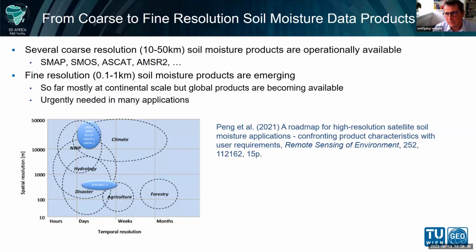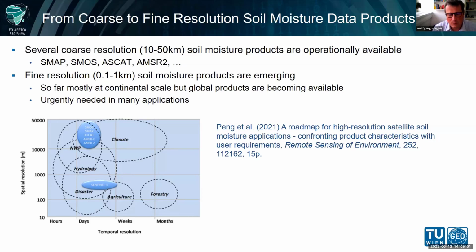Obviously, going to this much higher spatial resolution is much more challenging, both in terms of the sensor characteristics, so that we have those measurements on a frequent basis. And it's also much more challenging in terms of the retrieval algorithms, because the finer the spatial scale you're looking at, the more processes you basically need to consider in the retrieval process.